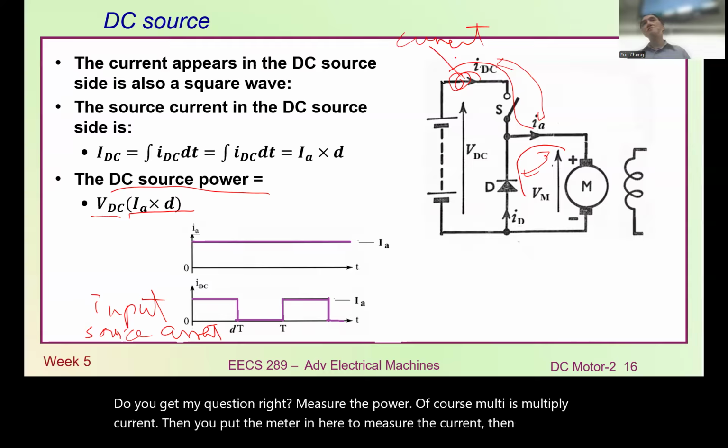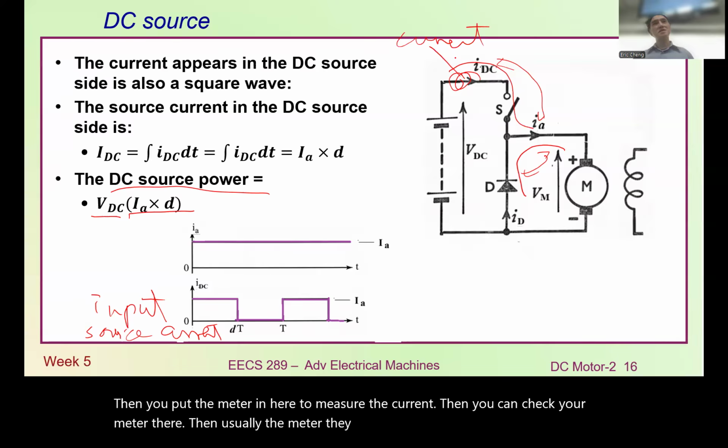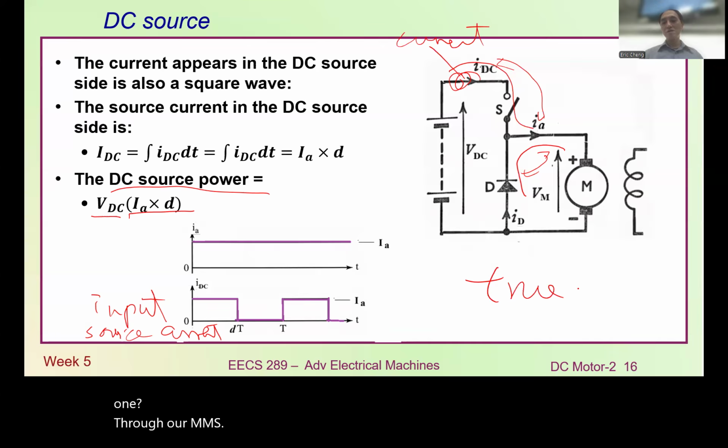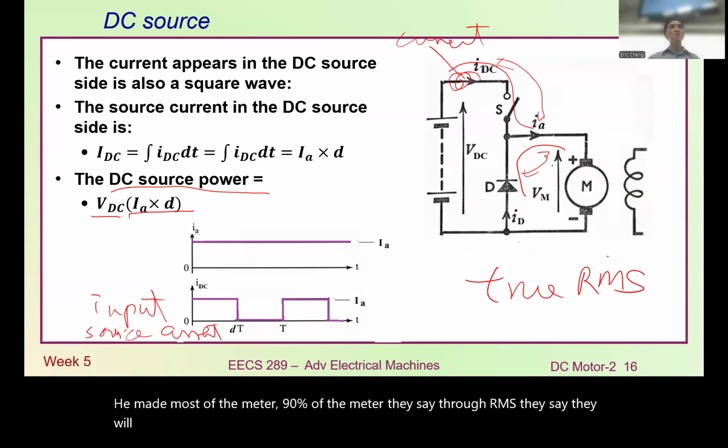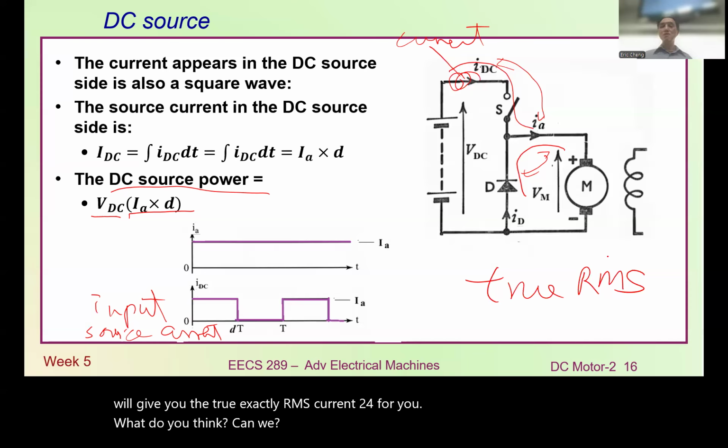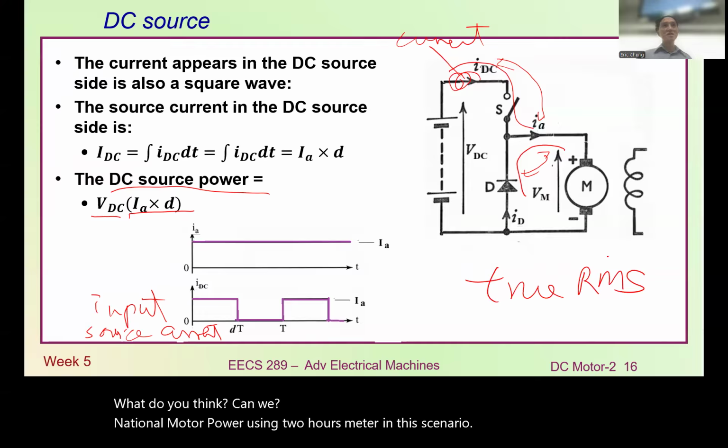Then usually the meter will say true RMS. Have you seen this word? True RMS. In most meters, 90% of them, they say true RMS. They say they will give you the exact true RMS current. What do you think? Can we measure the motor power using a true RMS meter in this scenario? Why is that?